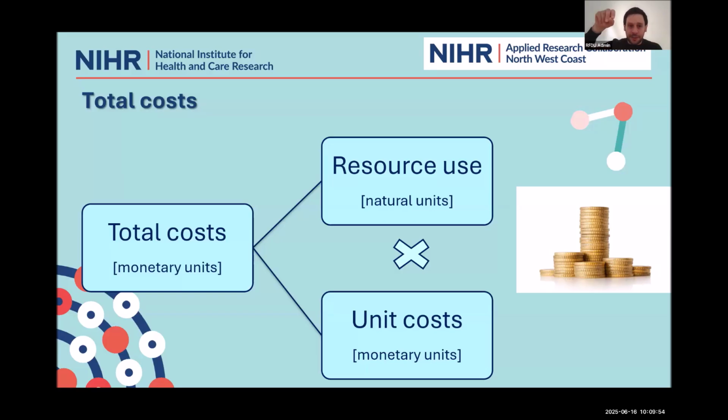When you then add up all the different total costs for medications, surgery, equipment, staff time, and so on, you will obtain the total cost for a specific alternative or intervention.